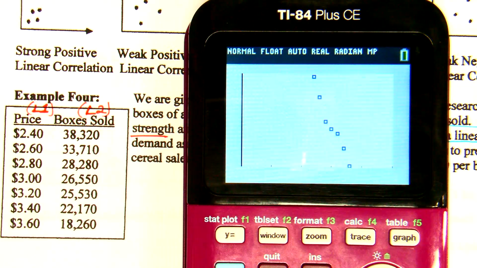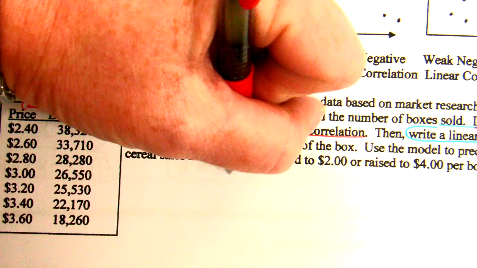Okay, to answer the first question, describe the strength and direction of the linear correlation. It does say describe the strength, so you should be saying strong or weak if it asks that. Again, I'm not hugely concerned. Can we see the negative? How it's going down slightly to the right? And that pretty much almost forms a line itself, doesn't it? So I would definitely agree that this is a strong negative correlation. So I'm going to start by writing that down.